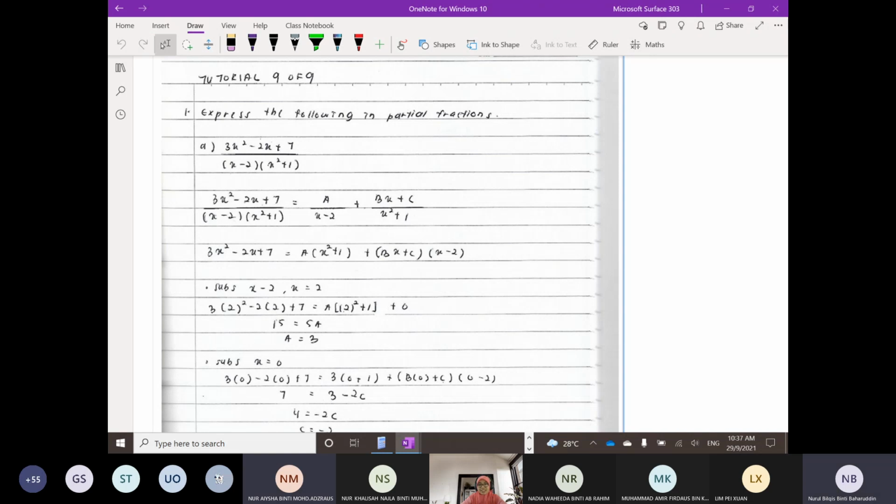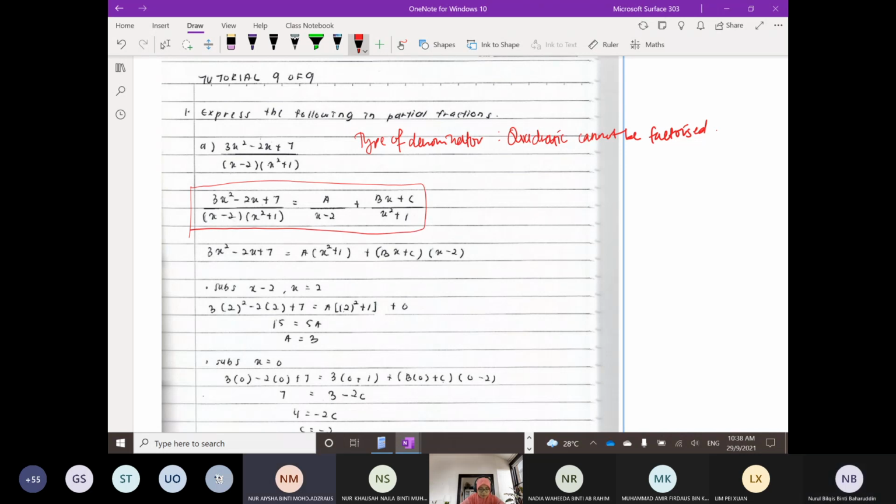plus 1. What is the type of denominator? Denominator tu quadratic. Yes, good. Can we factorize or not? No, we can't. Cannot be factorized. Good. Since it is quadratic that cannot be factorized, our form will be, please repeat: A over x minus 2 plus bx plus c over x squared plus 1. Good. Well done. Okay. Continue.